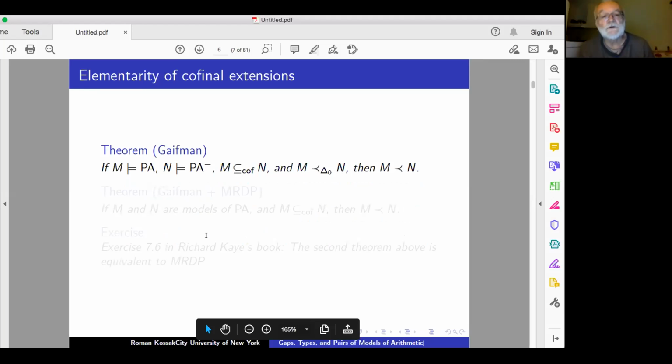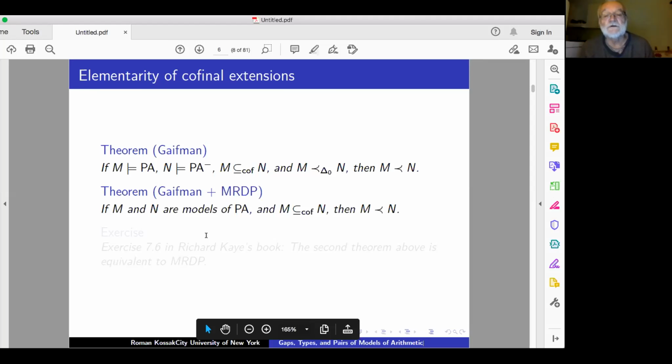So we'll follow that split. And just a few words about, for those of you who don't remember, the Gaifman classical theorem about cofinal extensions. If M is a model of PA and N is just a superstructure, an extension that happens to be cofinal, it's a model of PA minus. And if it's a delta zero elementary extension, that is an elementary extension. And this is a nice proof by induction on complexity of formulas.